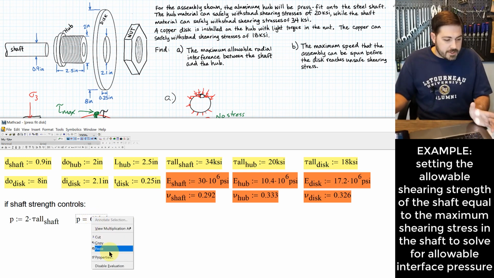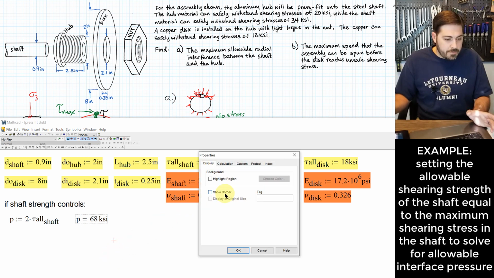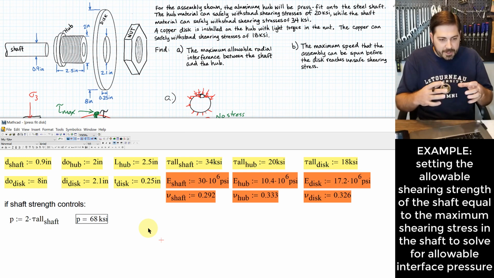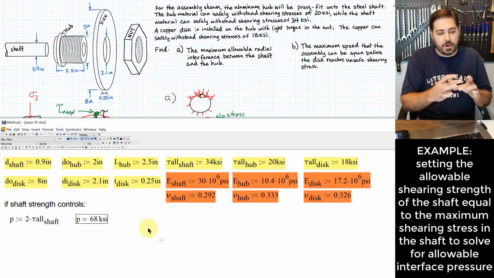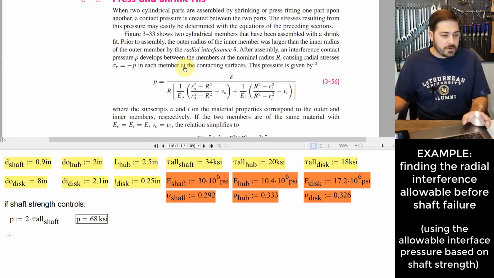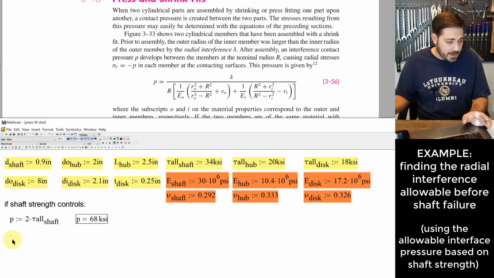And what this allows me to do now is to understand what my interface pressure is going to be between the hub and the shaft at the amount of interference that would cause the shaft to fail. Okay, so based on this, I should be able to take this interface pressure and go back into my equation that relates interface pressure to radial interference, and that way I can figure out what that radial interference is going to be.